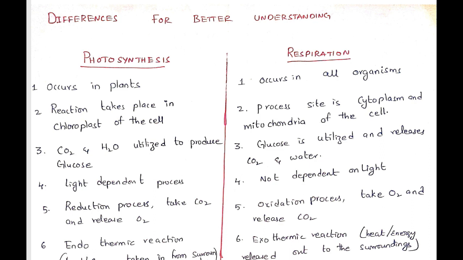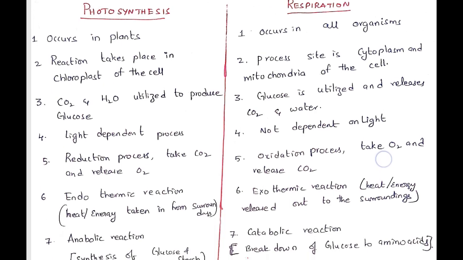You know that, friends, reduction process is nothing but release of O2 or addition of hydrogen, friends. In the same way, oxidation is nothing but intake of oxygen or release of hydrogen, friends. Here we can see that photosynthesis is endothermic reaction. What is endothermic reaction? Heat or energy taken from the surroundings is called endothermic reaction, whereas exothermic is the opposite of that. Heat is produced in some system and that heat or energy is released to the surroundings.